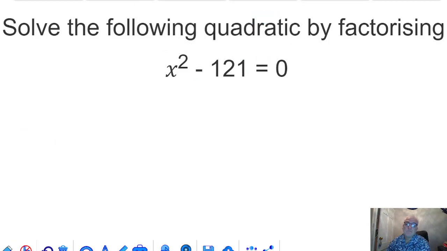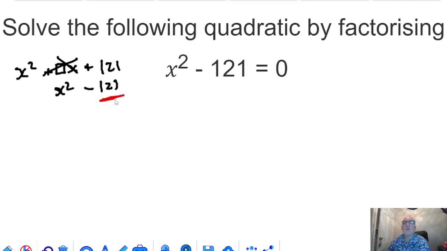Now again, hopefully you're looking at this and thinking, well, the only thing that's different about it is up to now we've always had it in the form of x squared plus something x plus a number, say 121 for instance, the one that's here. This time we've got a subtract sign there and we've just got an x squared. We haven't got any middle term. So if there is no middle term at all, then more often than not this end term is always going to be a square number.